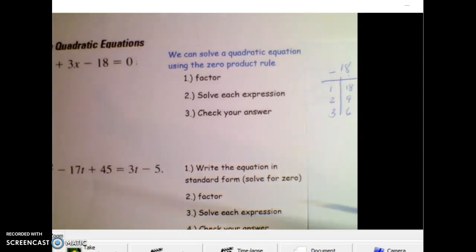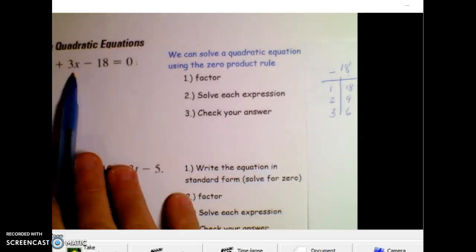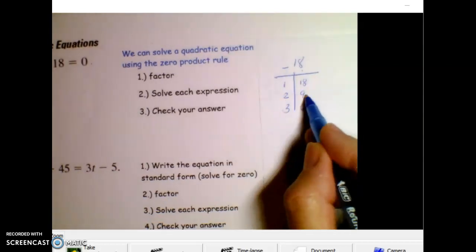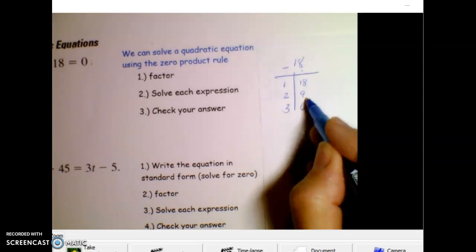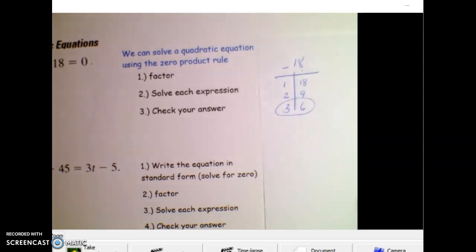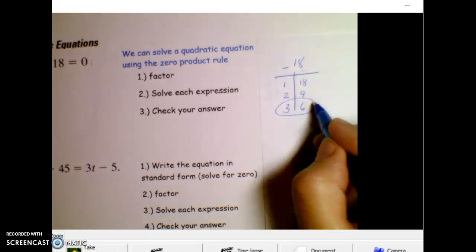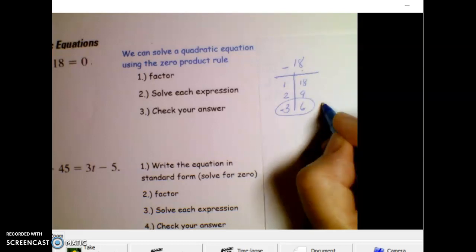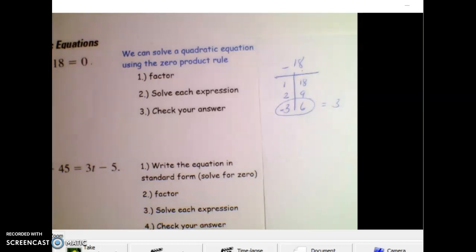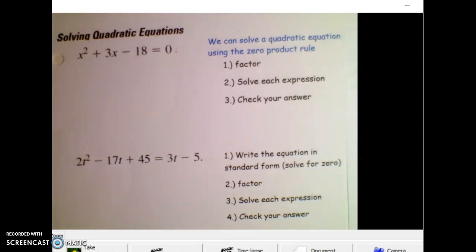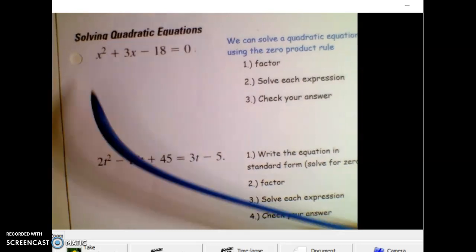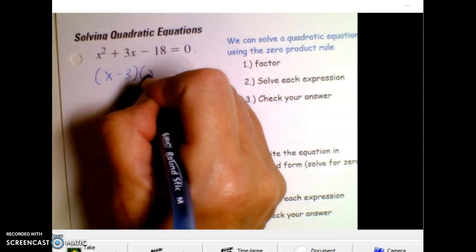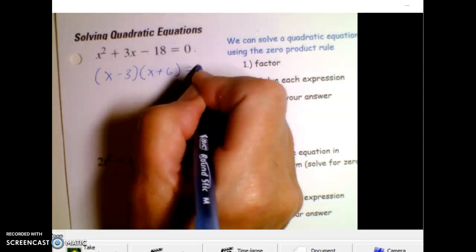Now I want my factors to add up to a +3. So you can see these two are too far apart. These two are 7 apart. These two are 3 apart, which is nice. So that means if I add the two of them together, I could end up with 3. So I'm going to make this a negative and this a positive. If I add those two together, I get a +3, which is just what I'm looking for over here. So then my factors are x minus 3 and x plus 6, and it's equal to 0.